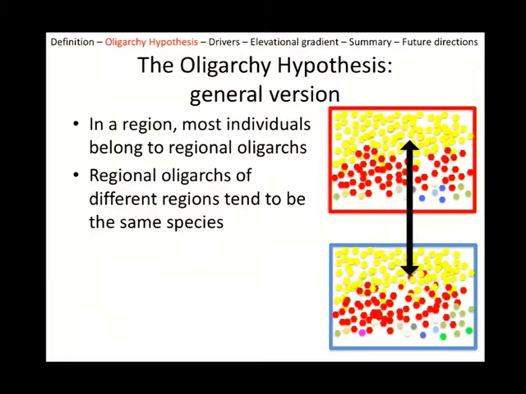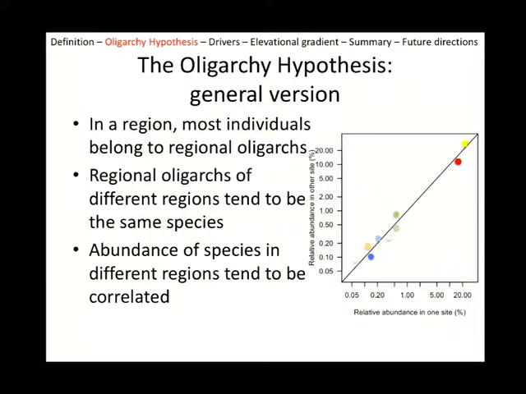The third prediction, third point, is closely related with the second one, but includes also the uncommon species. And this prediction states that the abundance of the species tend to be correlated in the space. If you are abundant here, you will tend to be abundant in other regions.